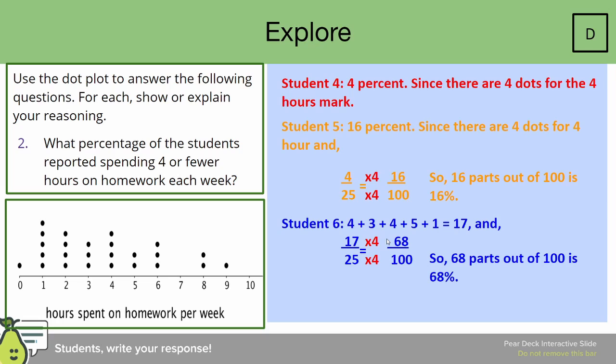If you multiply both the numerator and denominator by 4, you will get 68 over 100. Again, since your denominator is 100 and 68 is your numerator, we can say that 68 parts out of 100 is actually 68%. So like you said earlier, this is correct. So the correct response to number 2 is 68% of the students spent 4 or fewer hours on homework each week.